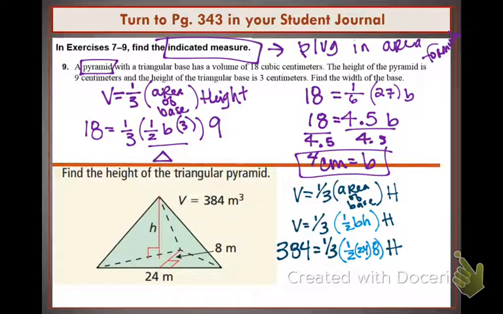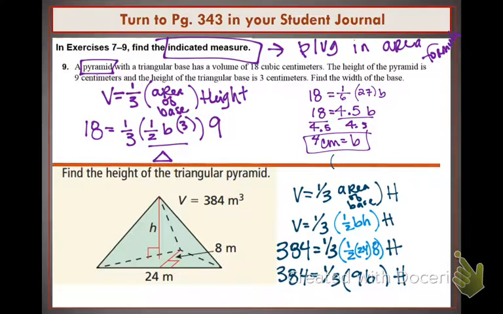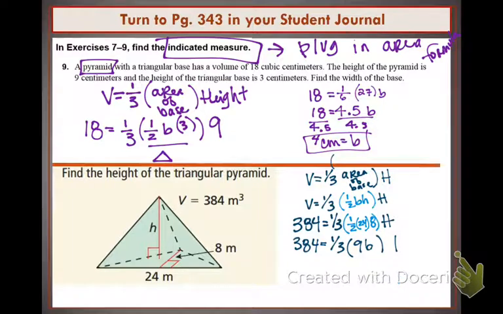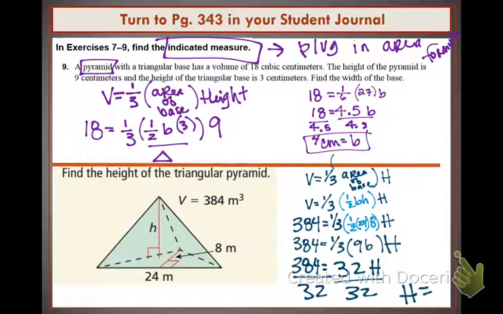All right, so we got 384 equals 1/3 of, what's 1/2 of 24? 12. What's 12 times 8? 96. So you're going to keep going. What is 1/3 of 96? 32. Divide by 32. What do we get for H? 12, and we got meters.